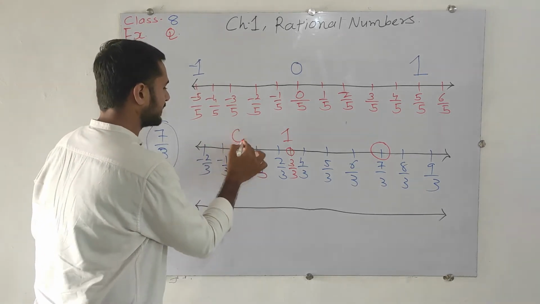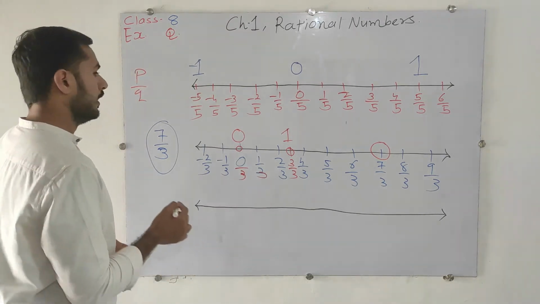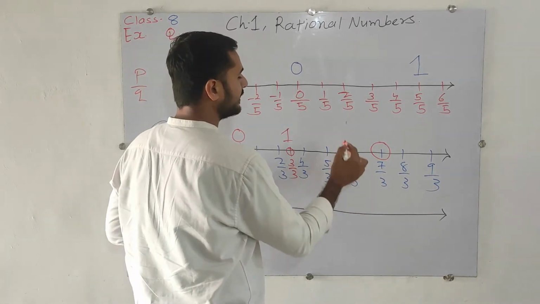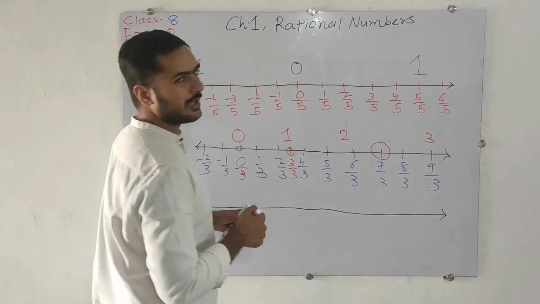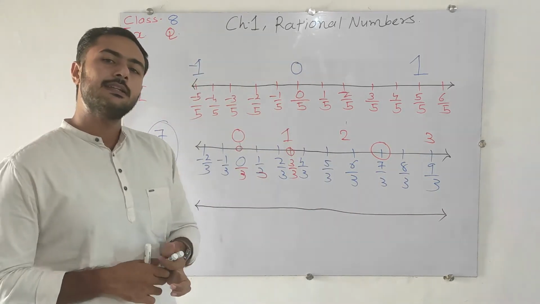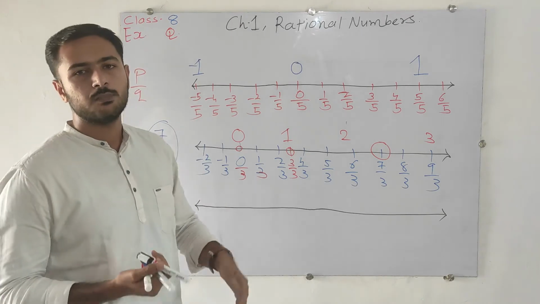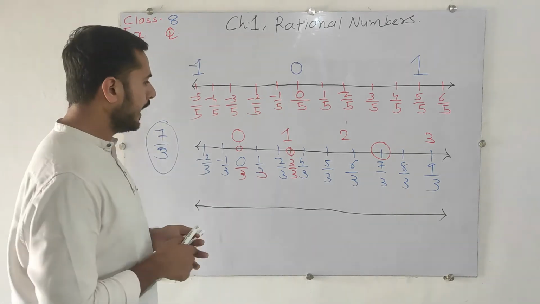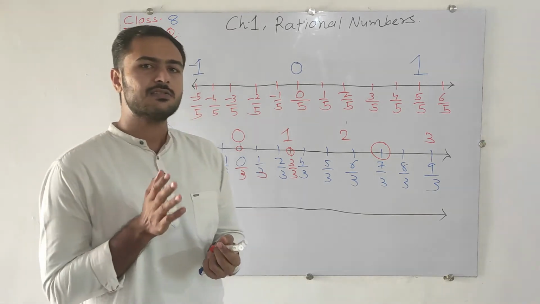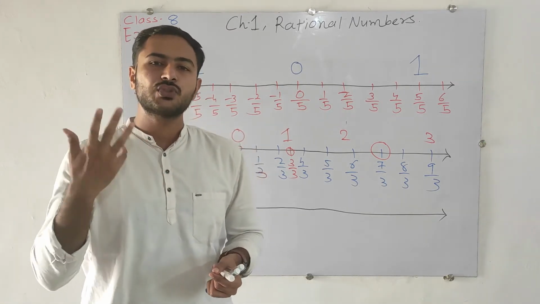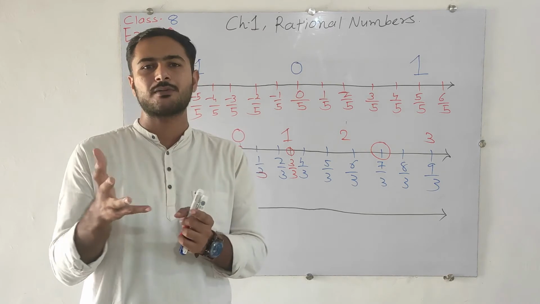Here 0 by 3 is again 0. Now here 6 by 3 is 2, 9 by 3 is 3. So whenever you are representing the rational numbers, the integers are always there, but you have to just identify that. And here we are just dividing by 3. It means we are just making the parts by 3, 3, 3.